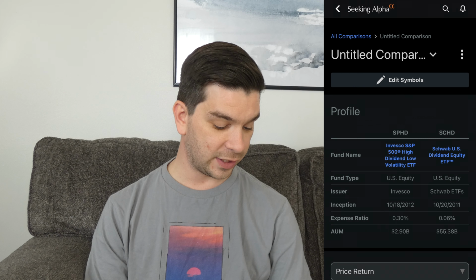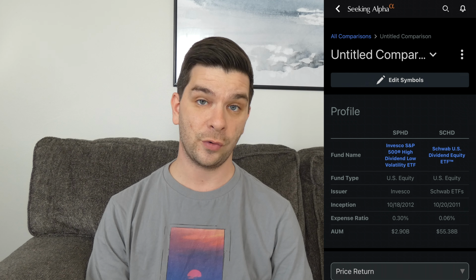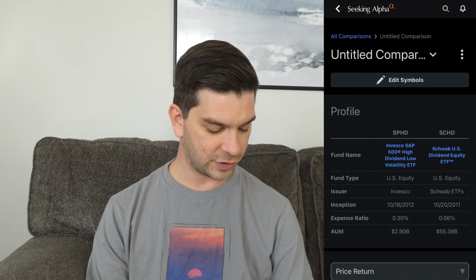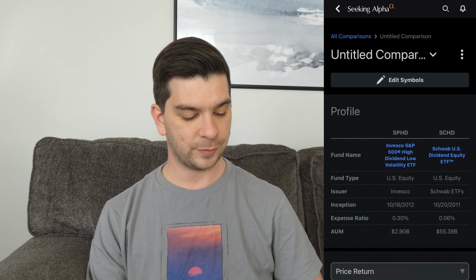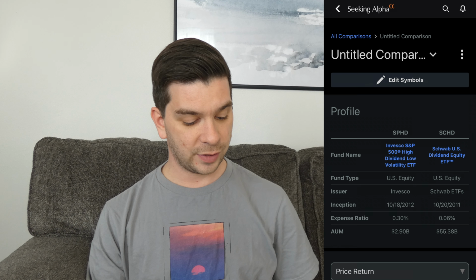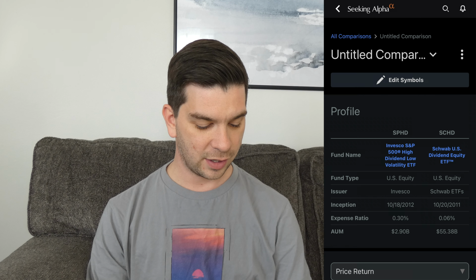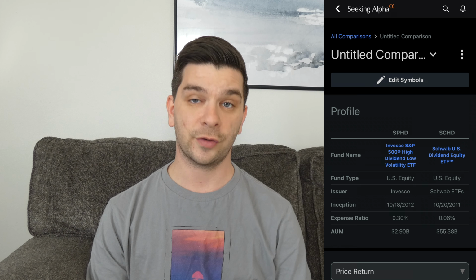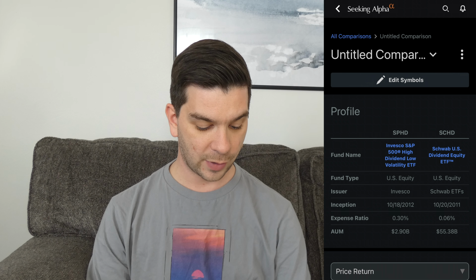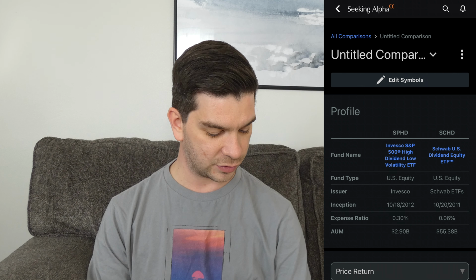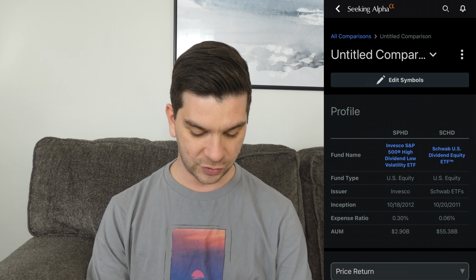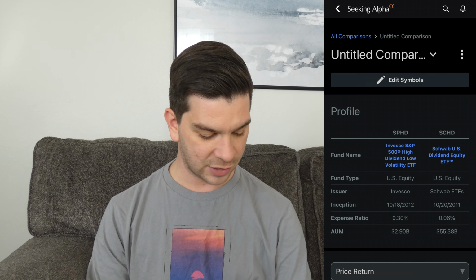So a few similarities between these two ETFs is both are dividend focused, and both are great for investors seeking income in the form of dividend payments. A few differences between these two ETFs is SCHD does offer more diversification, being that it has more holdings. Another difference is when they pay their dividends. SPHD pays monthly dividends, while SCHD pays quarterly dividends. Another difference would be their expense ratio. SPHD has an expense ratio of 0.30%, while SCHD has an expense ratio of 0.06%. And just remember, it's very important to try to keep that as low as possible.